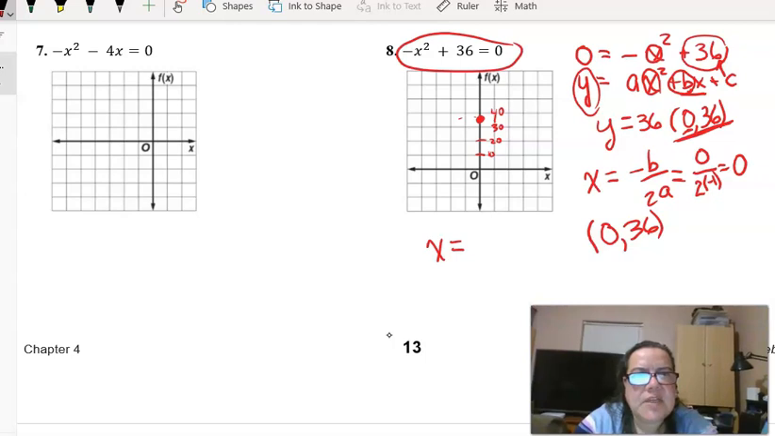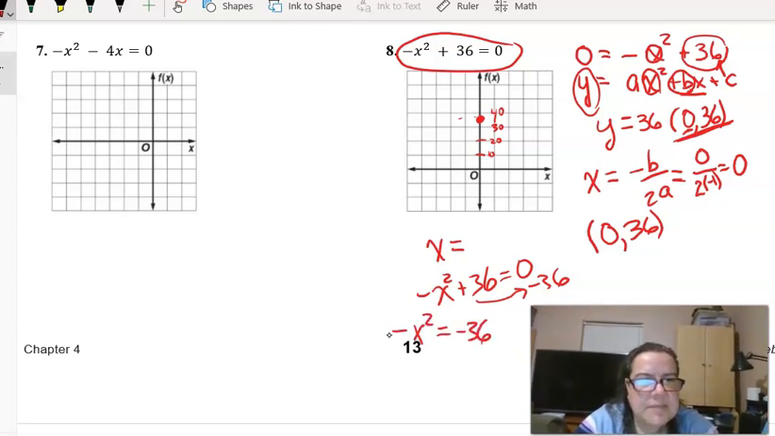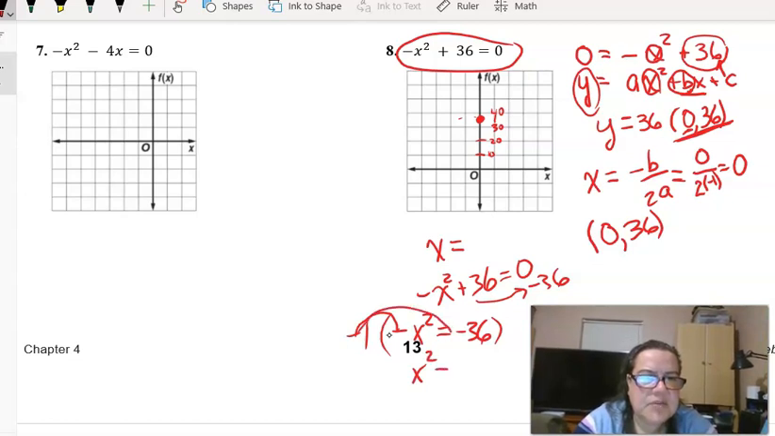Well, look, at this point now take the equation. So the equation tells me negative x squared plus 36 equals 0. To solve for x, you move stuff this way. So I get negative x squared is equal to negative 36. Well, multiply the whole thing by negative 1. Negative times negative becomes positive. So x squared is equal to 36.